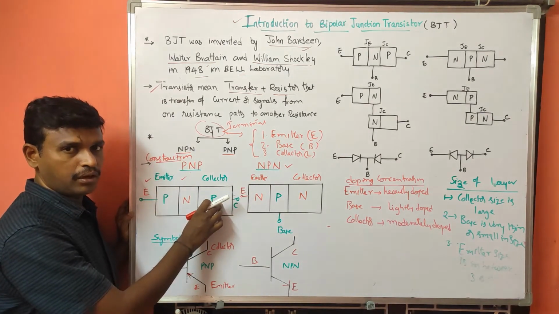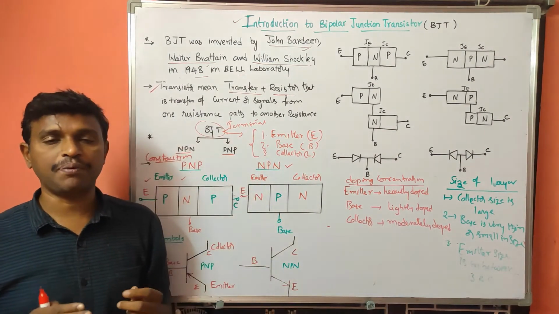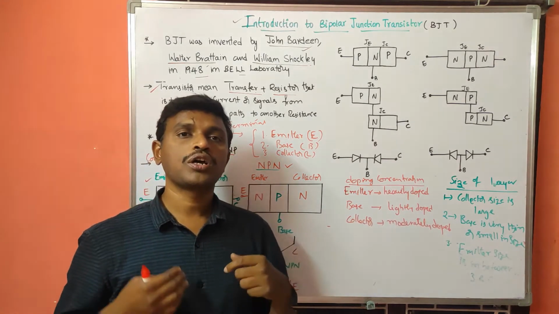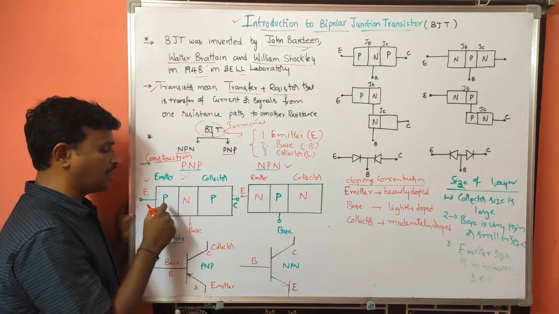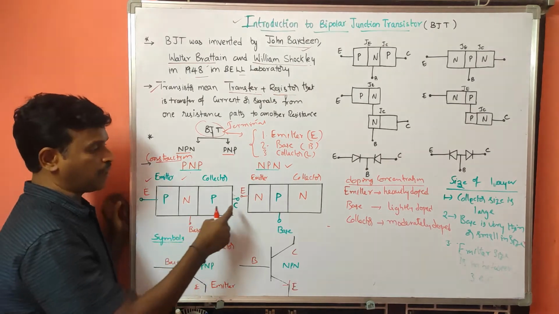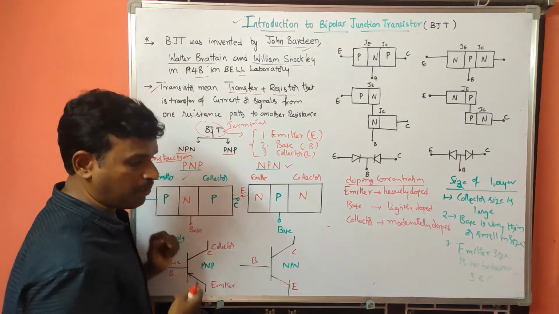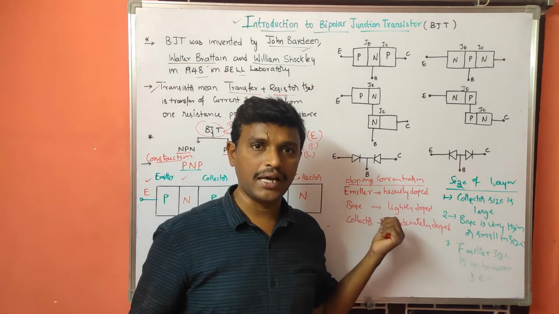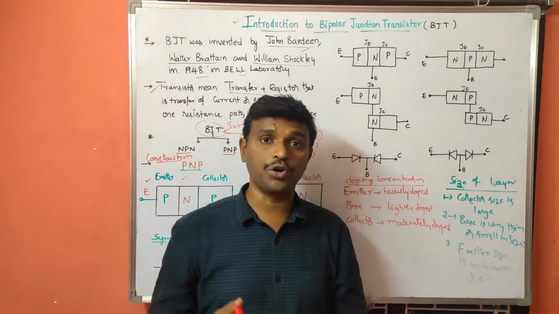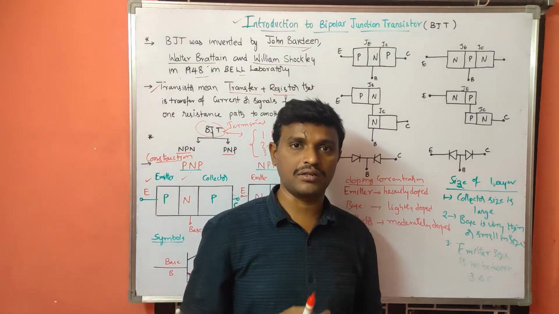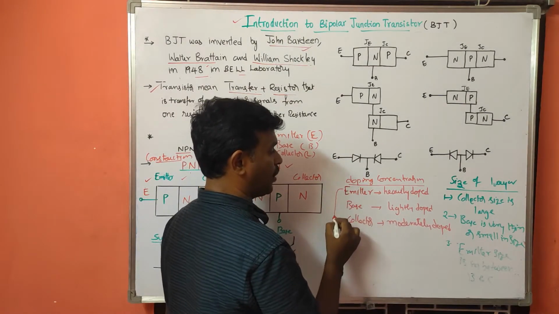Here, emitter terminal means the first layer of PNP or NPN has to emit more charge carriers. If you consider a PNP transistor, it has to emit more holes. If you consider an NPN transistor, it has to emit more electrons. Whatever it may be, the first layer is called the emitter, and it is heavily doped because it has to emit many carriers, more number of carriers.